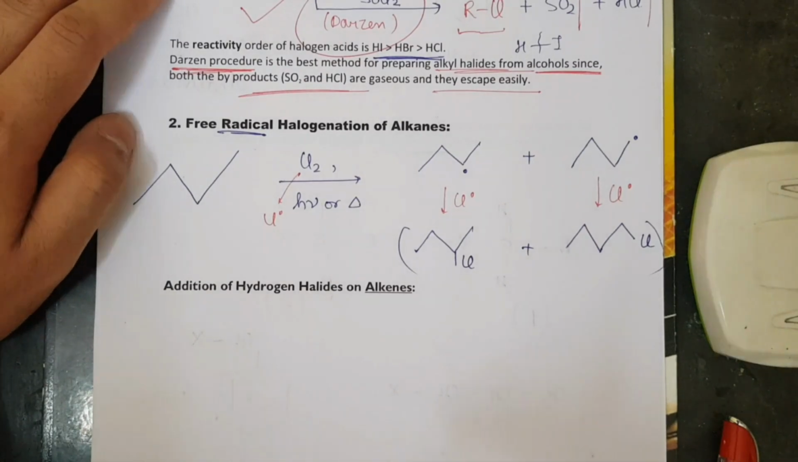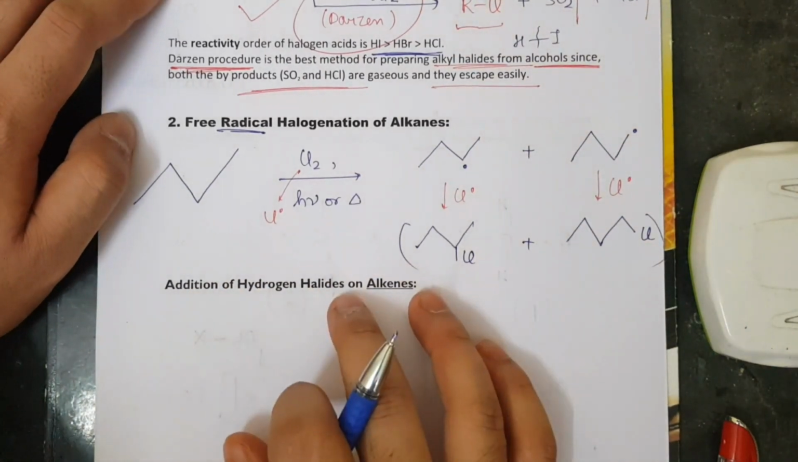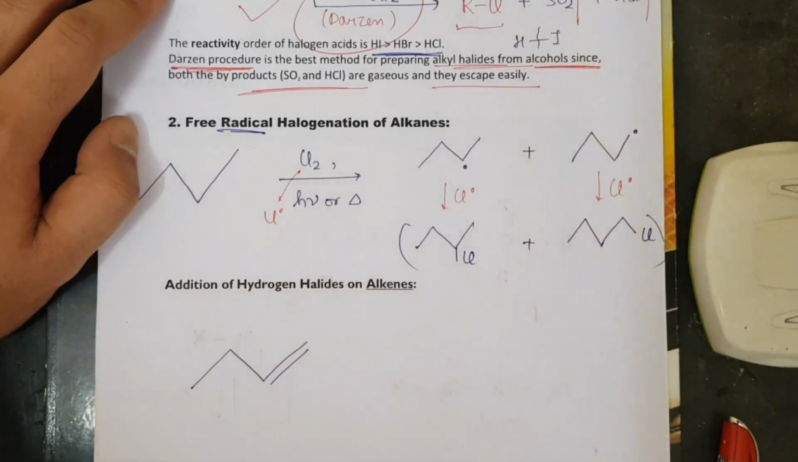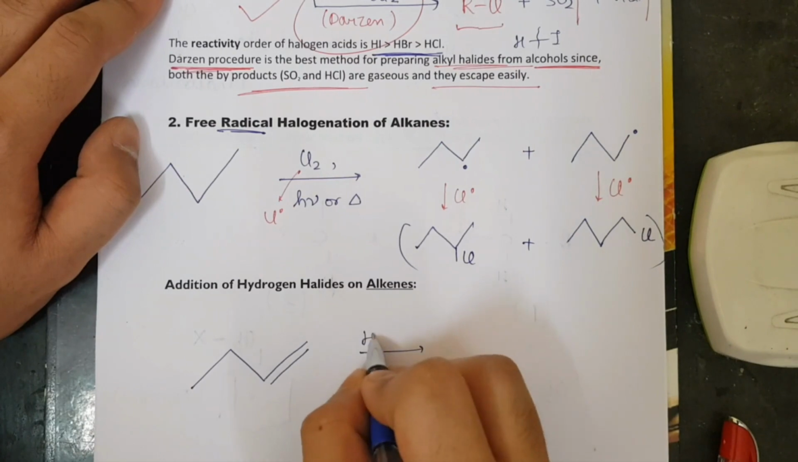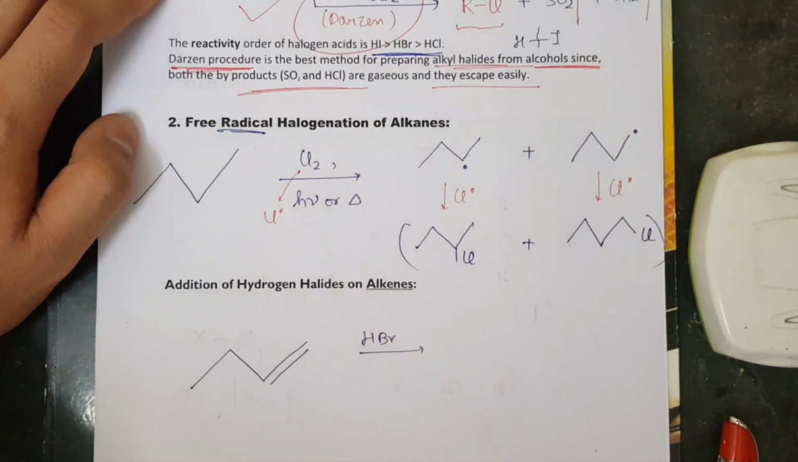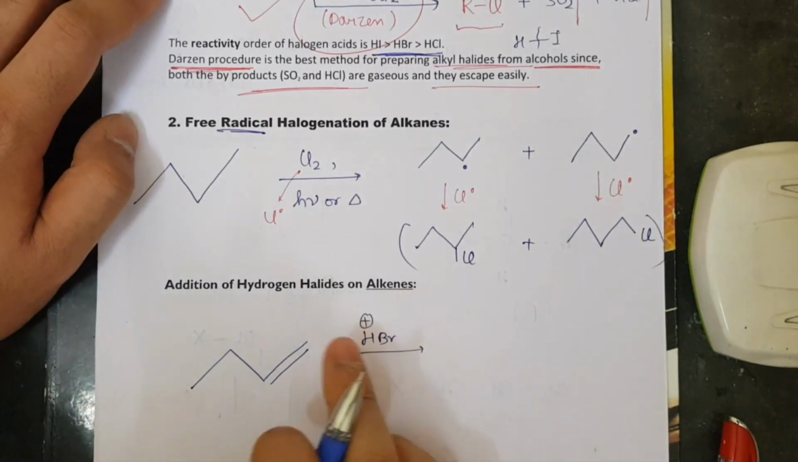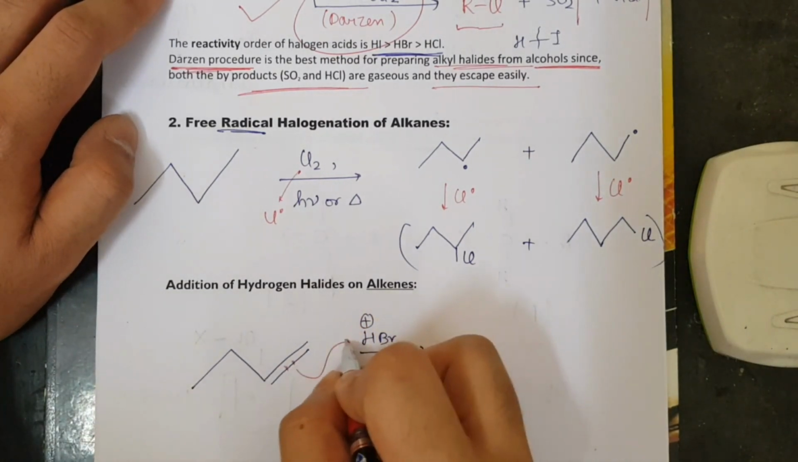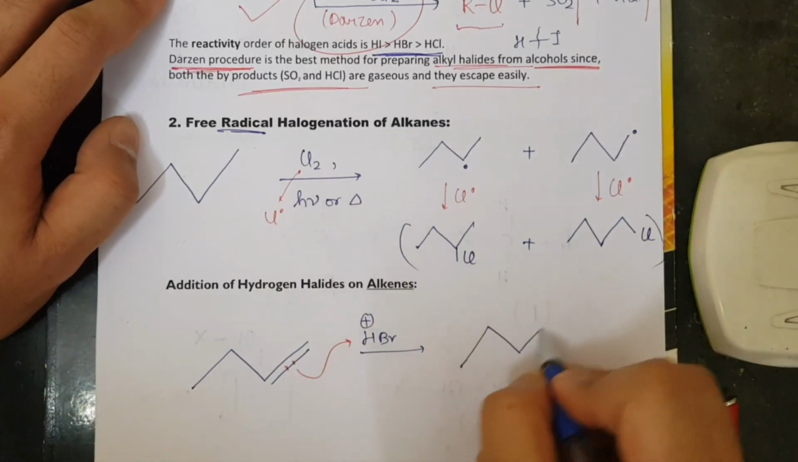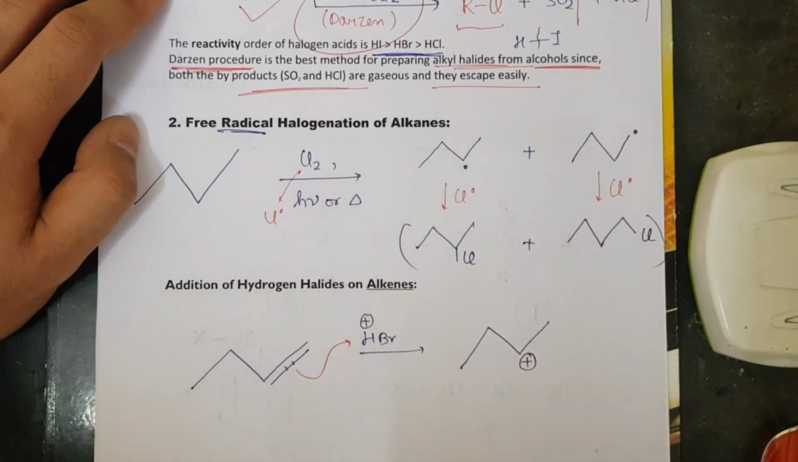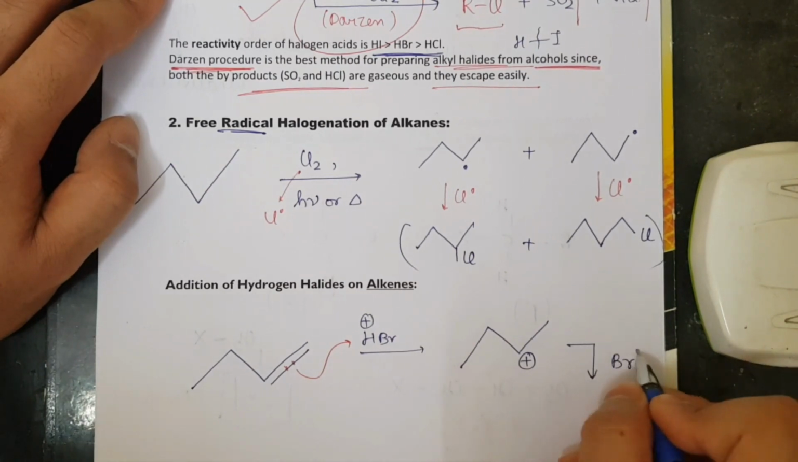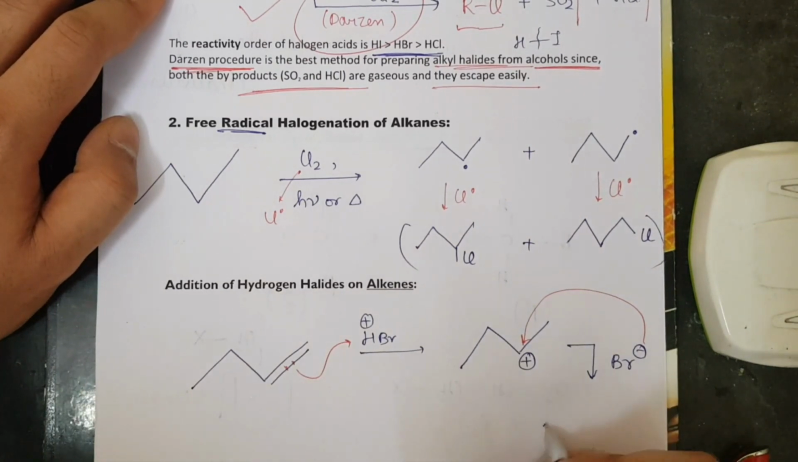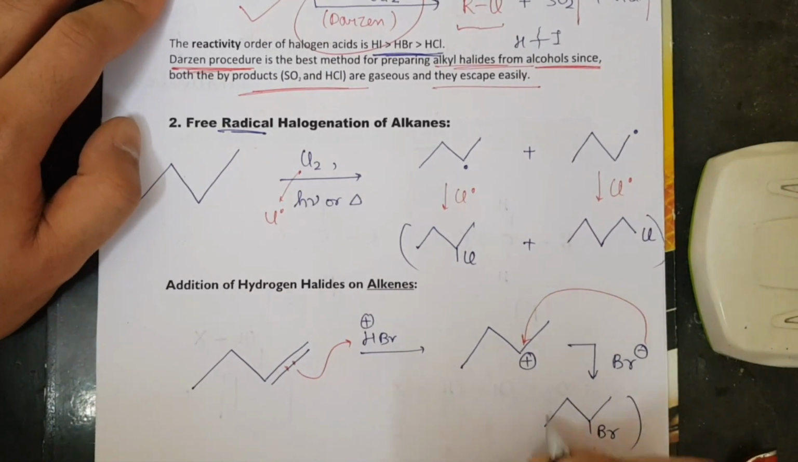Now we have the addition of hydrogen halides on alkenes. For example, let me say we have been given this compound. We react it with HBr. Very simple thing. H+ is electron deficient. This is electron rich. So the electron rich would react with the electron deficient, giving me the formation of the carbocation. This carbocation is stable in the present compound. Br- will come and attack this positive charge, giving me the formation of the alkyl halide.